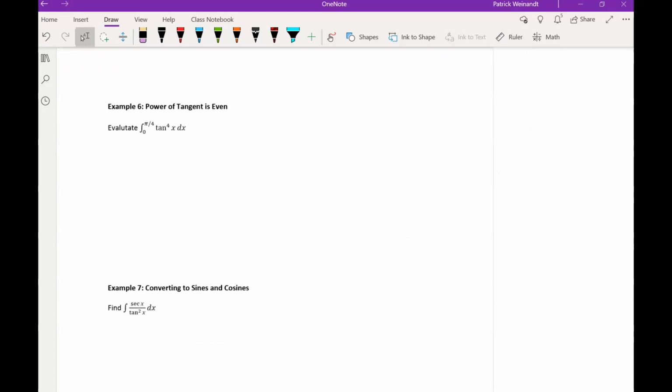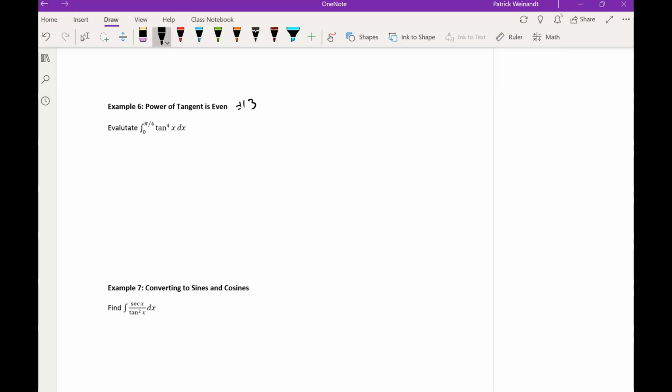Example 6, when the power of tangent is even. Okay, when the power of tangent is even, but what else do you notice? There is no secant factor. So this is going to be guideline number 3 here.